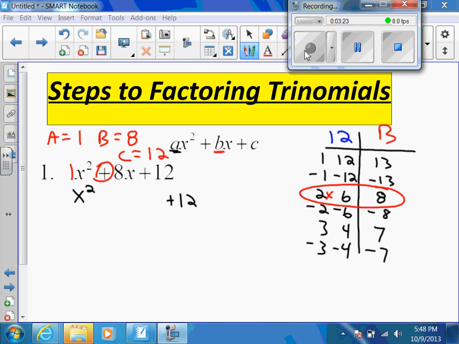I want to have 2x and 6x. So I'm going to write 2x, 6x. We get an operation before the 2. Since the 2 is positive, I put a plus. Since the 6 is positive, I put a plus. Now we have 4 terms. Remember from our previous lesson that when I have 4 terms, I factor by grouping. Plus in the middle.